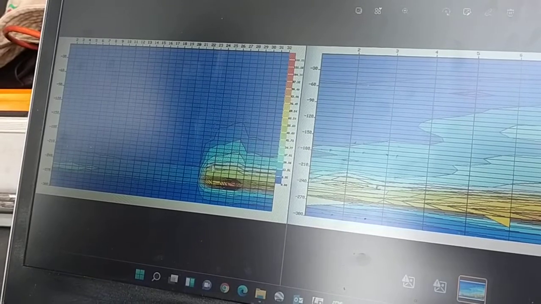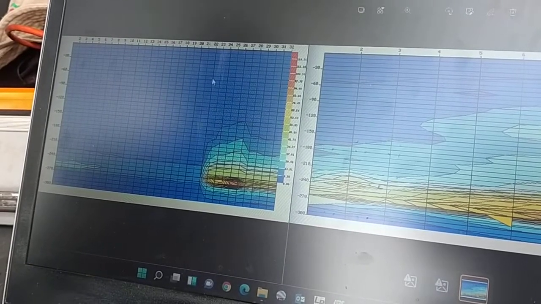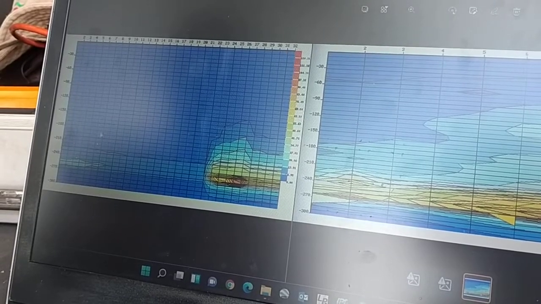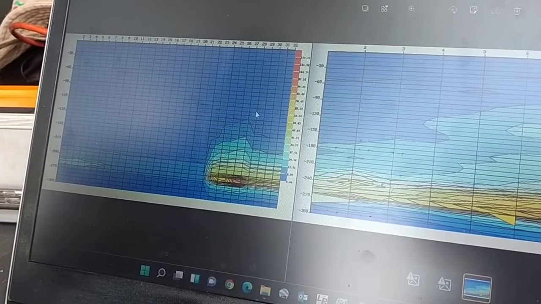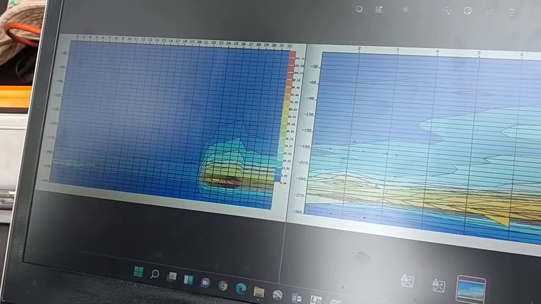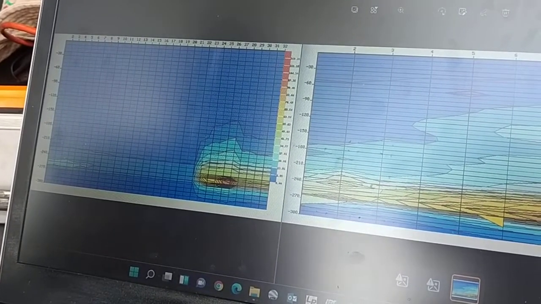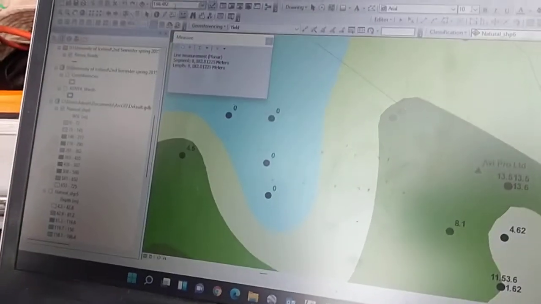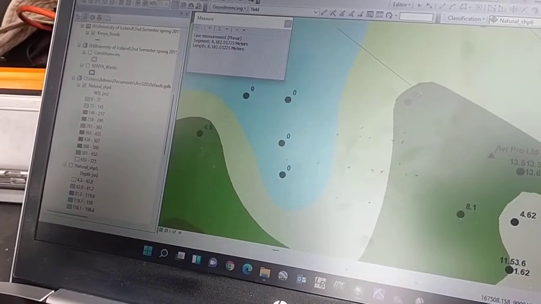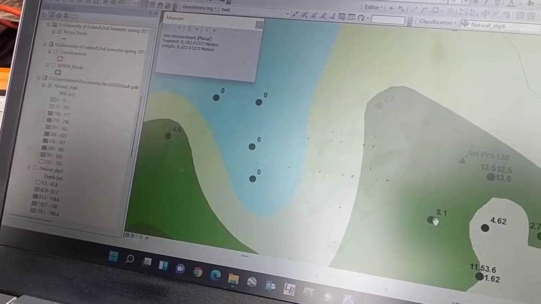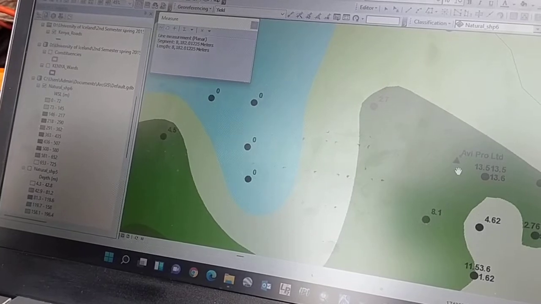In our interpretation, we also think that this might be a fault zone, where the left side is the downthrow and the right side is the upthrow. And looking at the maps also, we use maps to interpret this data, and you can see where our location is, and these are neighboring boreholes that have been drilled, labeled with their yield in cubic meters per hour.